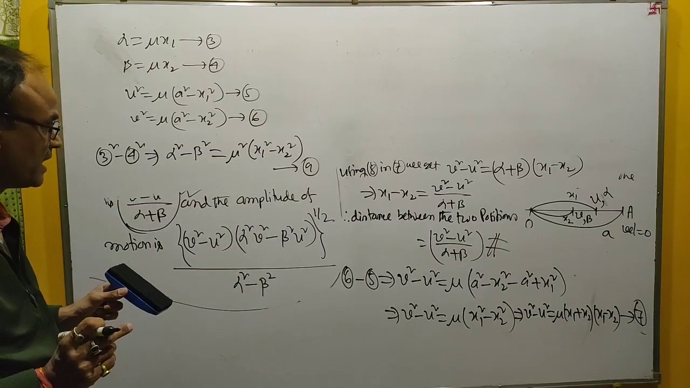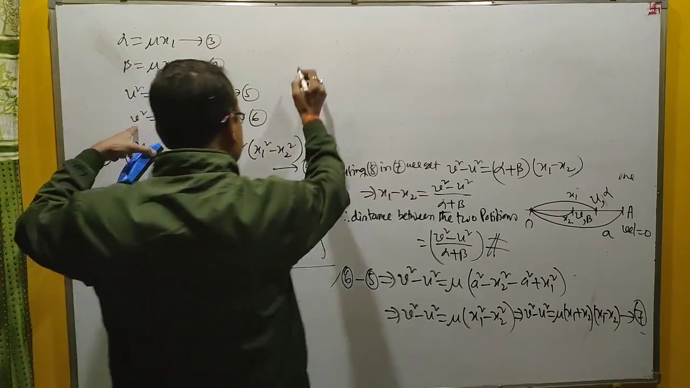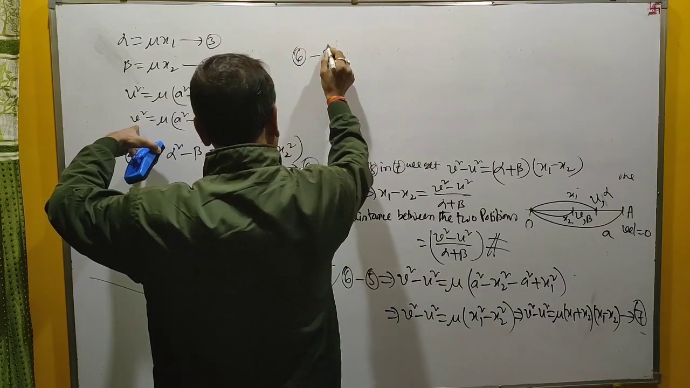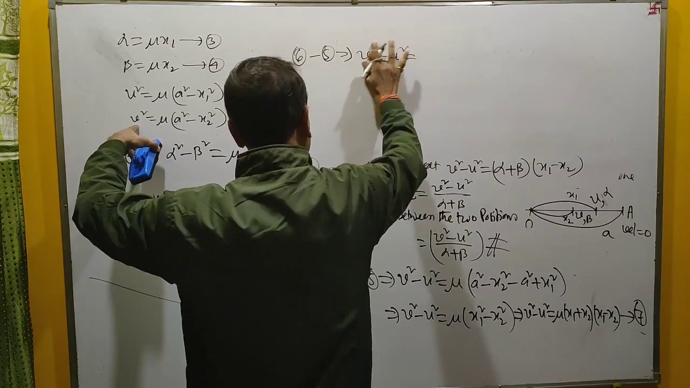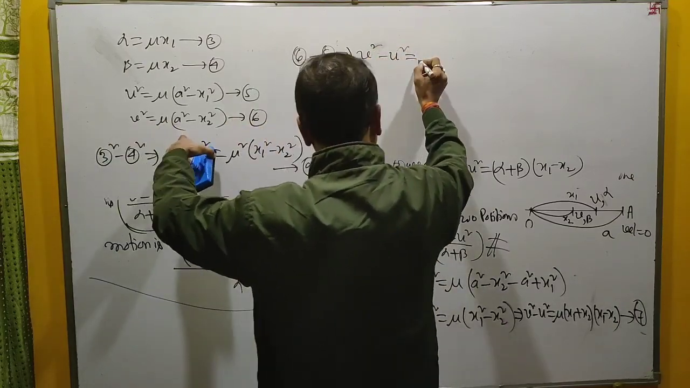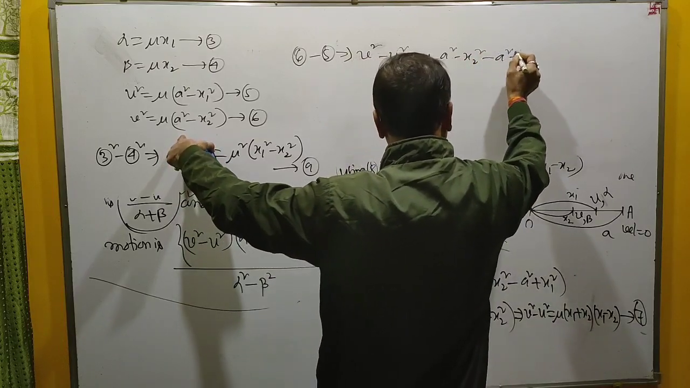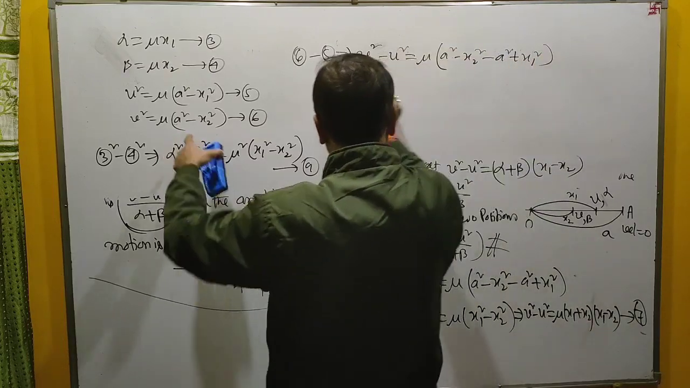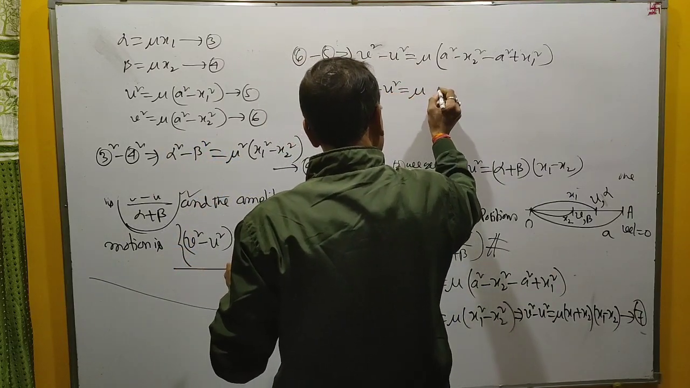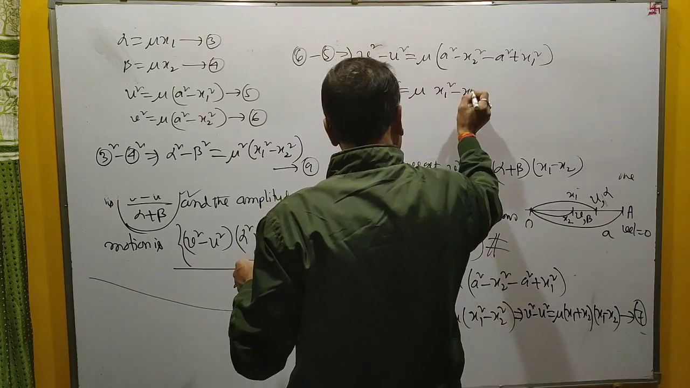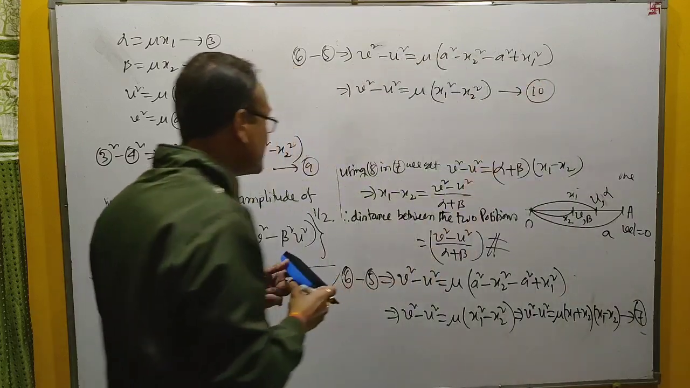Now, from 5 and 6, 6 minus 5 implies v square minus u square is equal to mu into a square minus x2 square minus a square plus x1 square. This means v square minus u square equal to mu into x1 square minus x2 square. Suppose this is number 10.